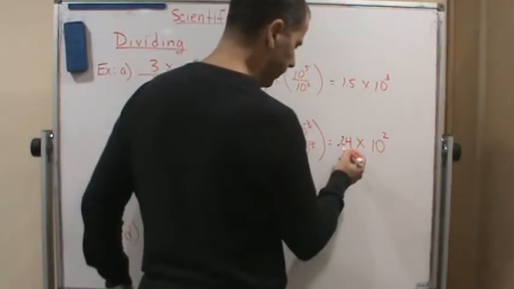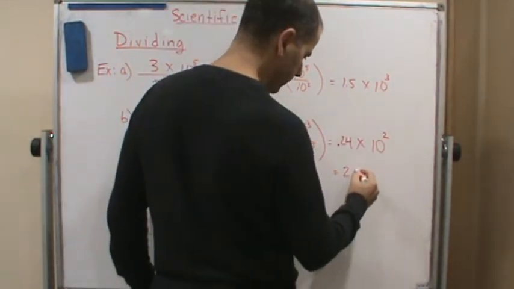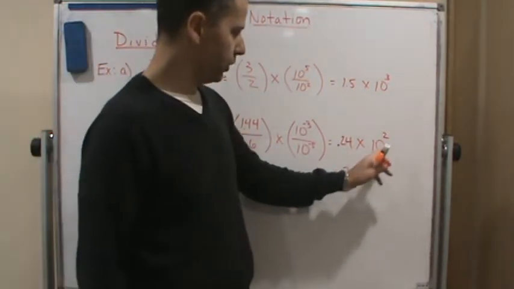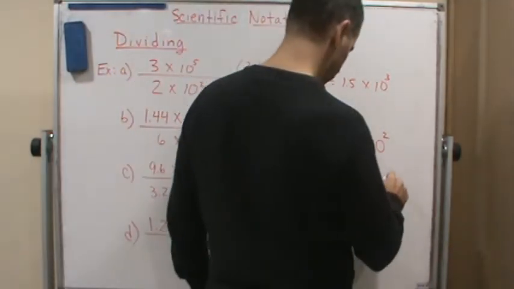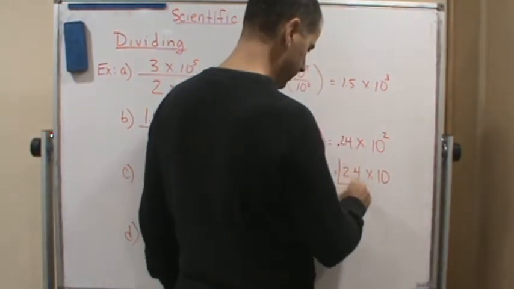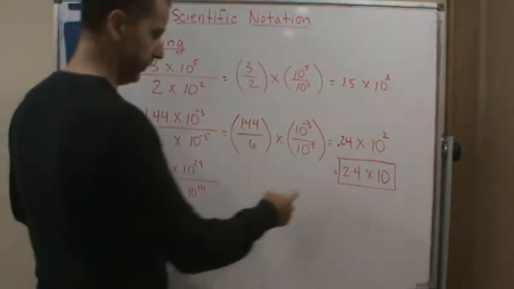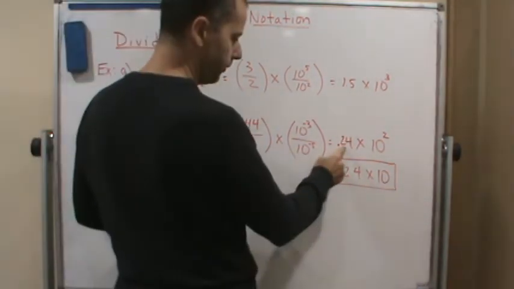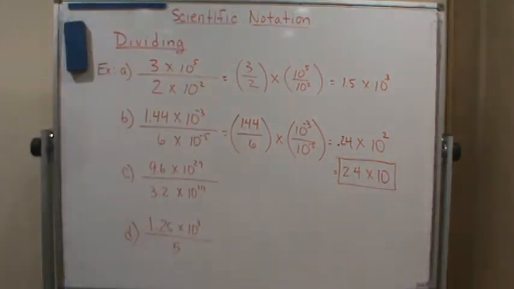So remember, it's got to be at least 1, but less than 10. So if I move the decimal point over to the right one spot, then that means I have to reduce the power by 1. Okay? Because remember, this number and this number has to be the same. Okay? So 0.24 times 100 is the same as 2.4 times 10.